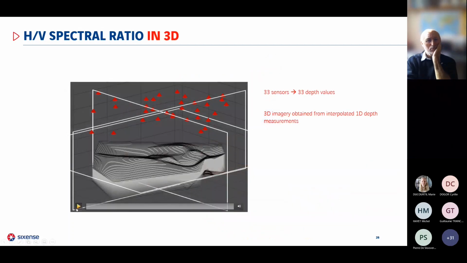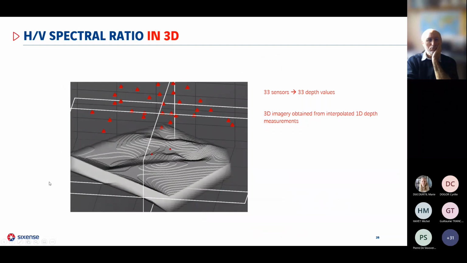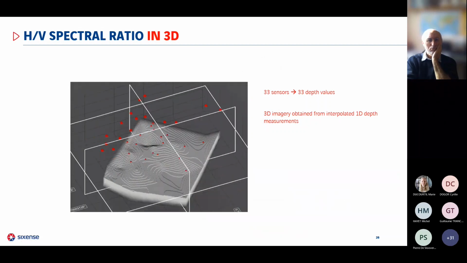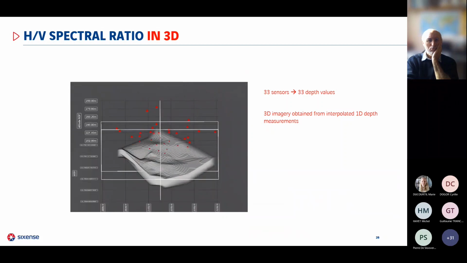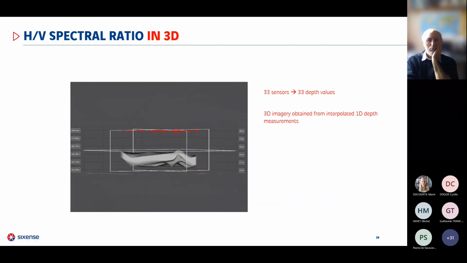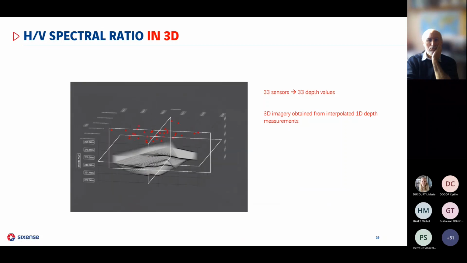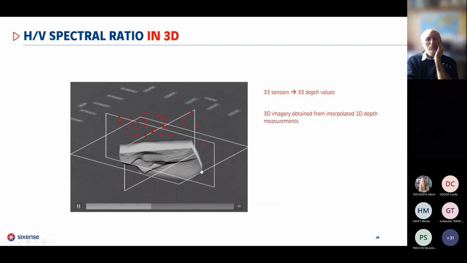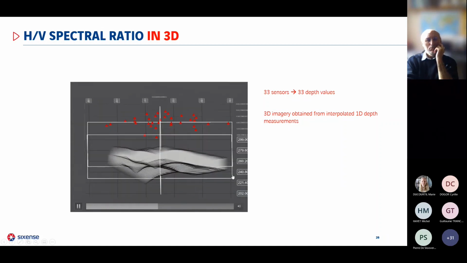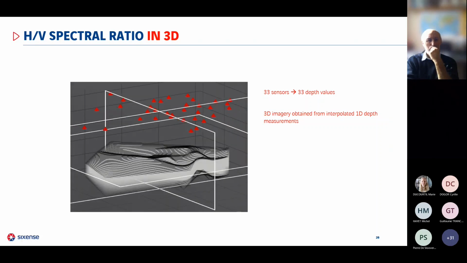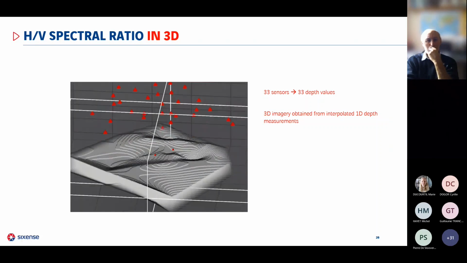Here's an example of a 3D H/V result obtained from 33 sensors, presented here as red triangles. The measurements are depth values of the bedrock, and the thickness of the layer that we see here in gray is related to the uncertainty on the measurement. We actually computed the depth using a range of velocities.